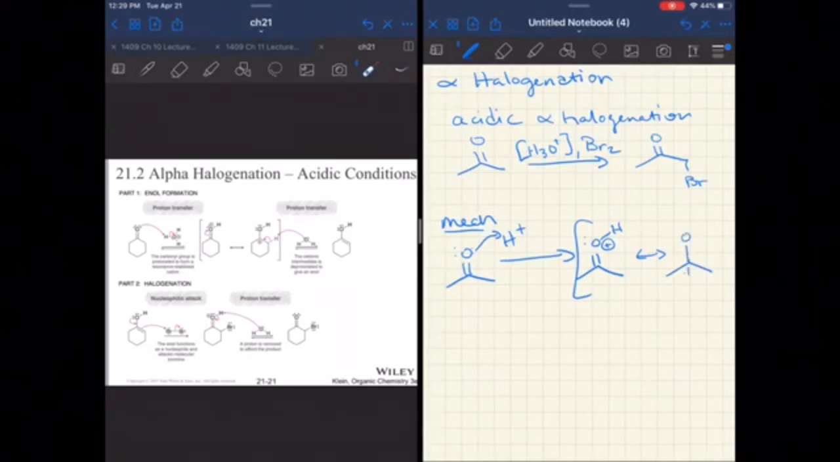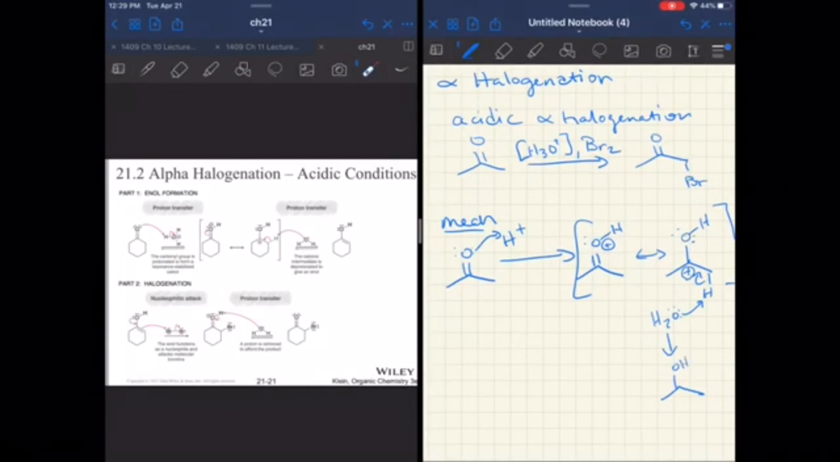Resonance structure, put that positive charge down there on that carbon, making this even more acidic. So something like water or a weaker conjugate base of an acid could actually come in and deprotonate. So now we're going to have our enol.